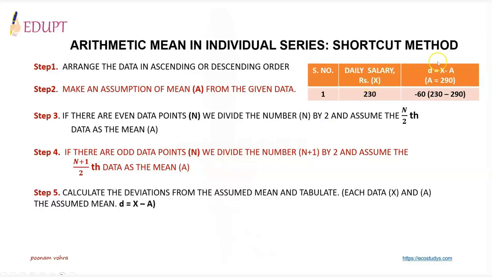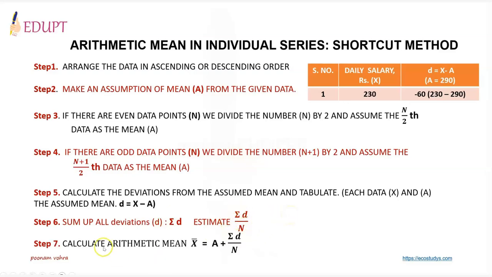So once the assumed mean is found, then we need to calculate the deviations and then tabulate. How do we find deviations? This is x minus a, where x is the values given and a is the assumed mean. Then you need to sum up all the deviations and you get summation of deviations, and then estimate summation of deviations by n, and finally calculate arithmetic mean by applying this formula.